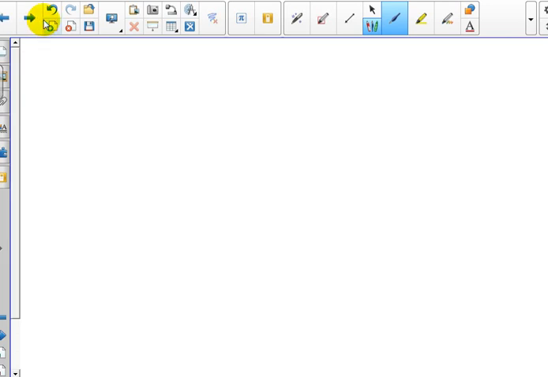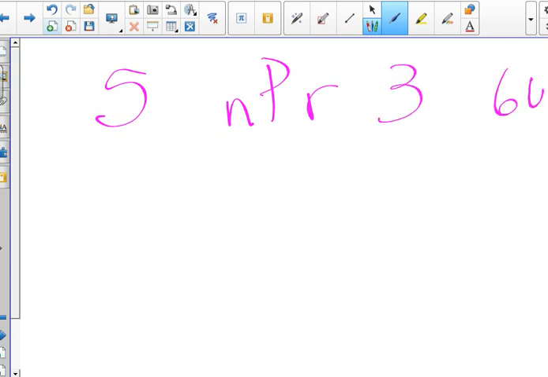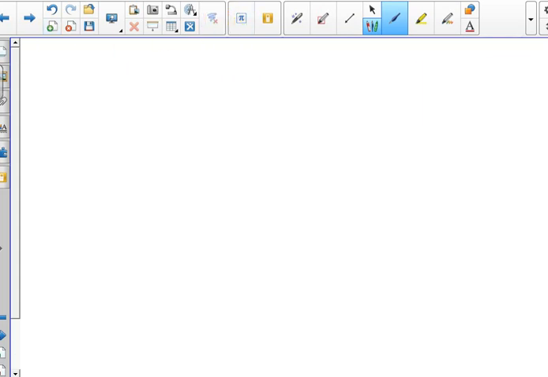Your calculator face should look like this. 5 nPr 3. And then down here at the other end, you've got 60. This is your answer. Okay? So that's how you check your work.